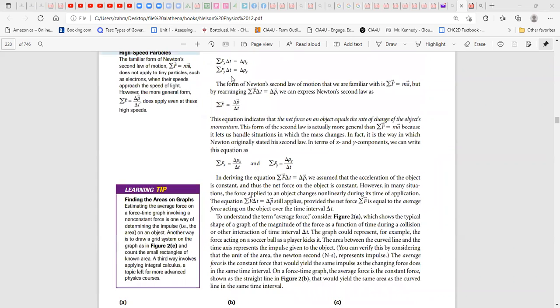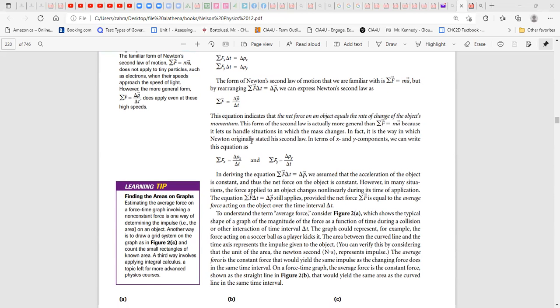So here, as we rearrange, force is change in momentum divided by time. If you have a momentum time graph, the slope of the momentum time graph gives you the force. If you have a force time graph, the area under the force time graph will give you the change in momentum.